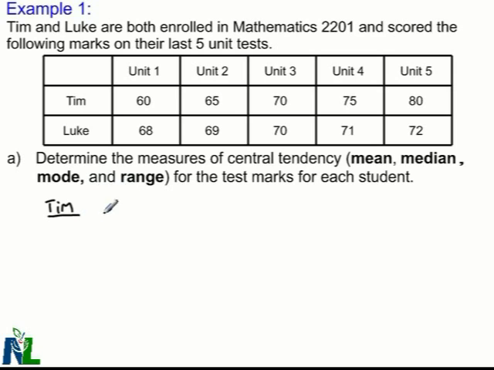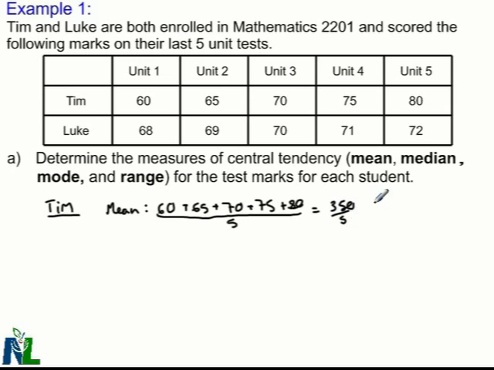So the mean for Tim, if we recall, we can get that by adding all of Tim's scores, so 60 plus 65 plus 70 plus 75 plus 80, and dividing by the number of tests that we have. So we have 5 tests. So here I would have a sum of 350 divided by 5, which gives me a mean value of 70.